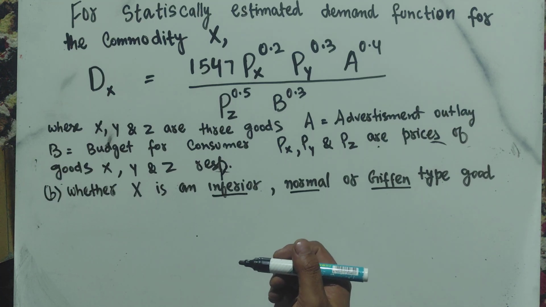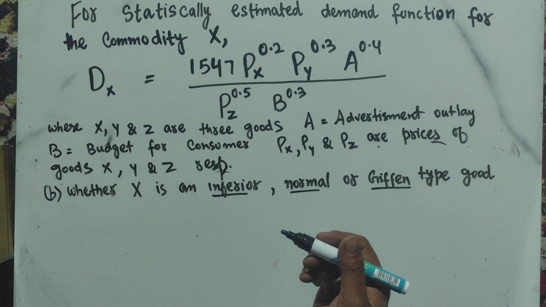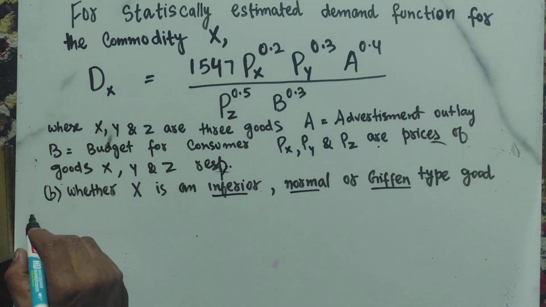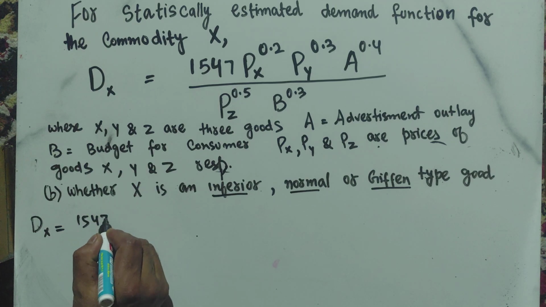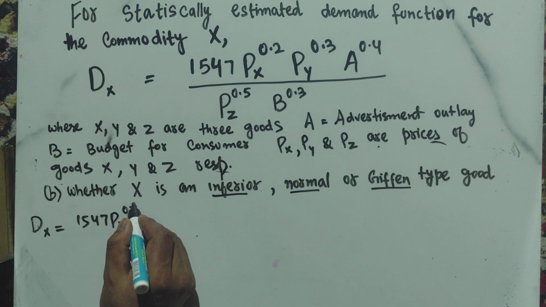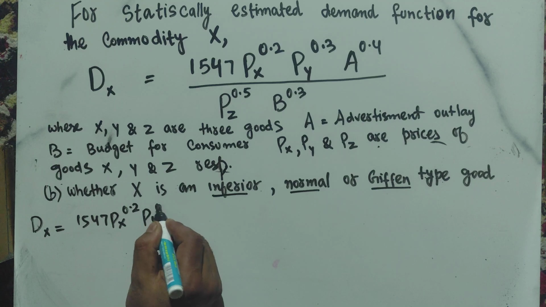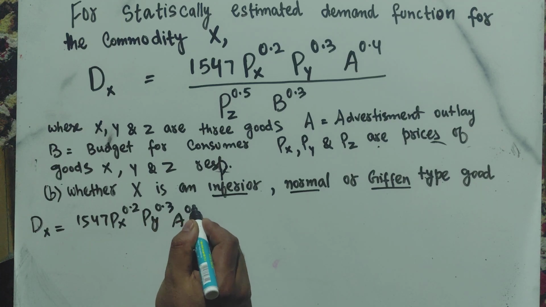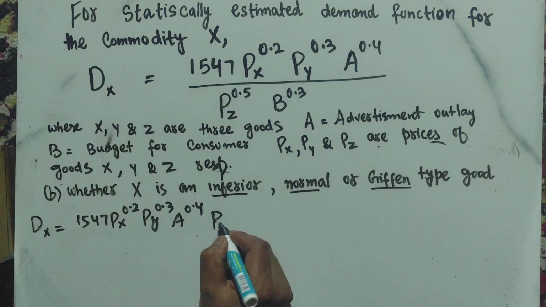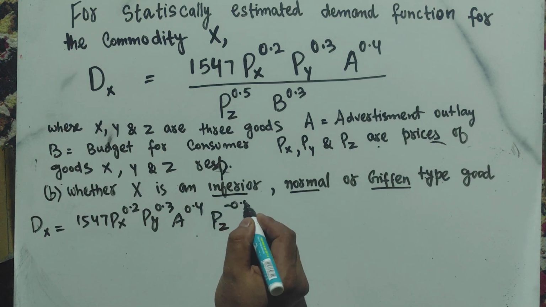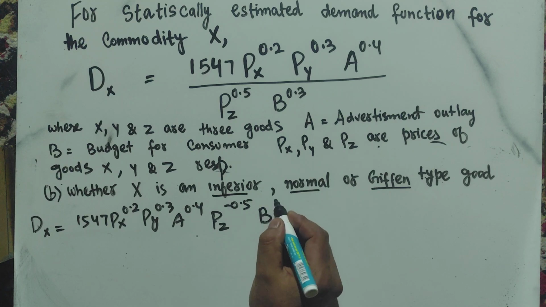formula. So to do so, let me rewrite the given demand function. So we have demand for good X is equal to 1547 Px raised to the power 0.2, Py raised to the power 0.3, A raised to the power 0.4. Transpose this to the numerator, the exponent sign will change. We will get Pz raised to the power negative 0.5. Then we have B raised to the power negative 0.3.